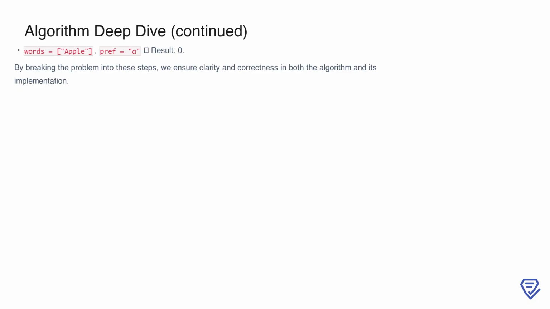Finally, let's touch on another edge case, case sensitivity. For example, if the words array is apple and the prefix is A, the result is 0 because the algorithm assumes a case-sensitive match, and apple does not start with lowercase a. By breaking the problem into steps and addressing edge cases, we ensure that the algorithm is both clear and correct. This simple yet effective approach allows us to confidently solve the problem of counting words with a given prefix across a wide range of inputs.